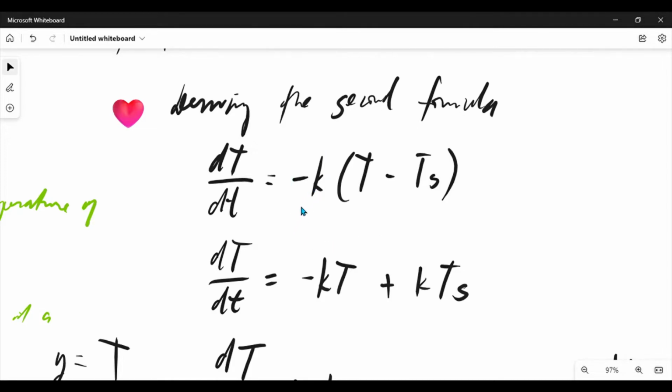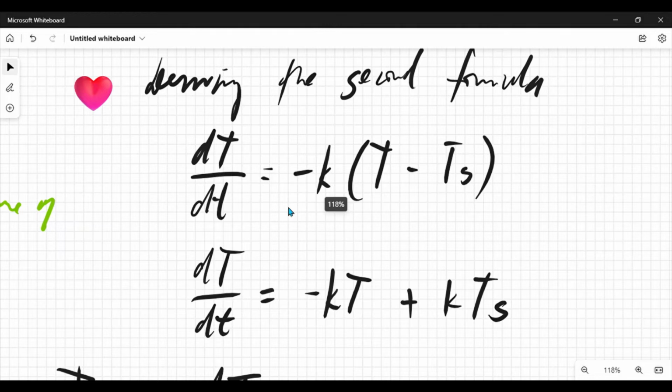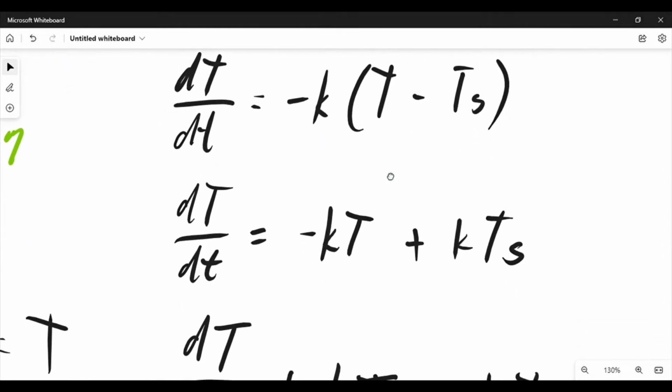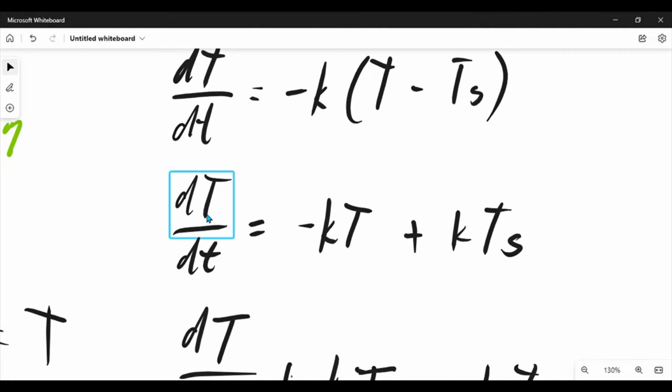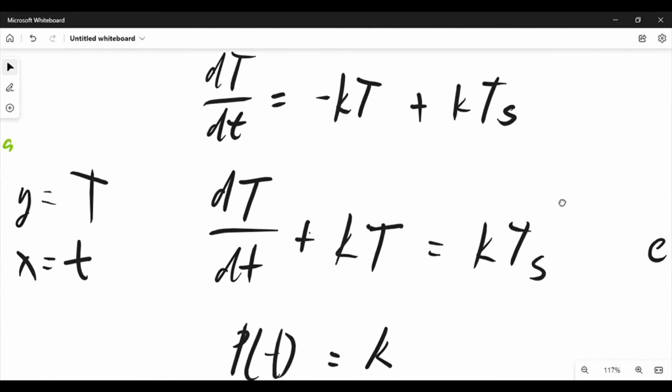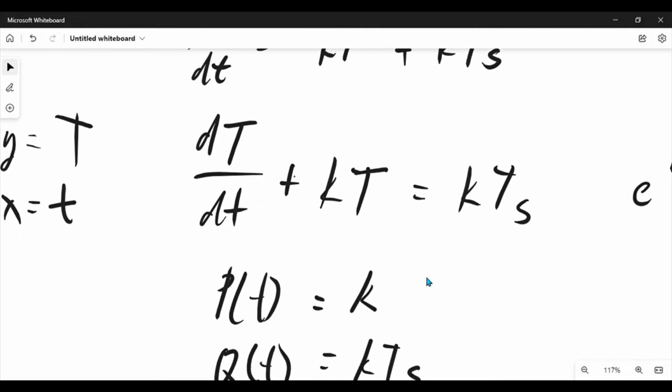So the first thing that we need to do in this differential equation is to distribute negative k to the terms inside the parentheses. So we'll be having the derivative of the temperature with respect to time t equal to negative kT plus k T sub s. Then next, we transpose negative kT to the other side of the equation. So we'll be having dT with respect to time t plus kT, and what is left on the right side of the equation is k T sub s.